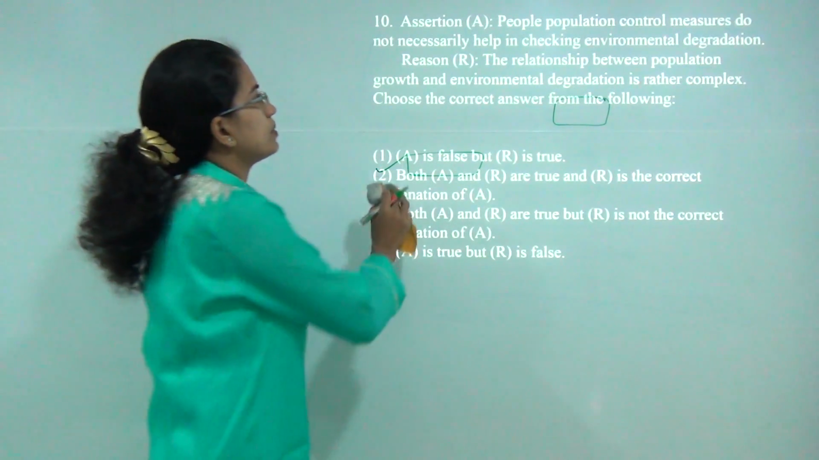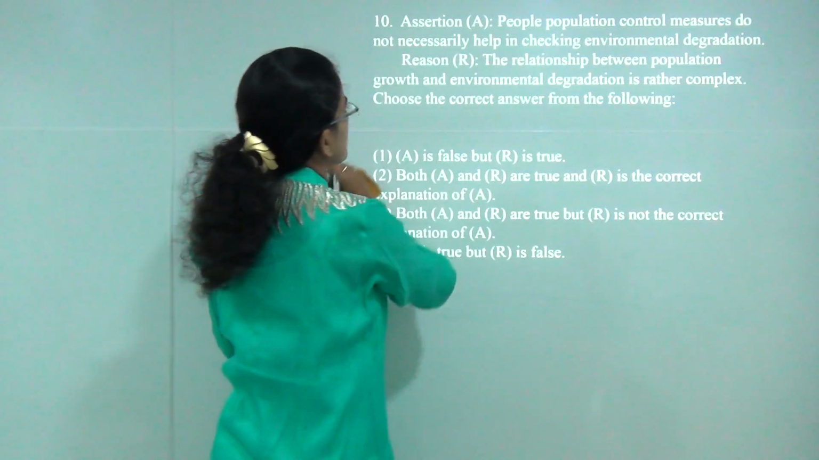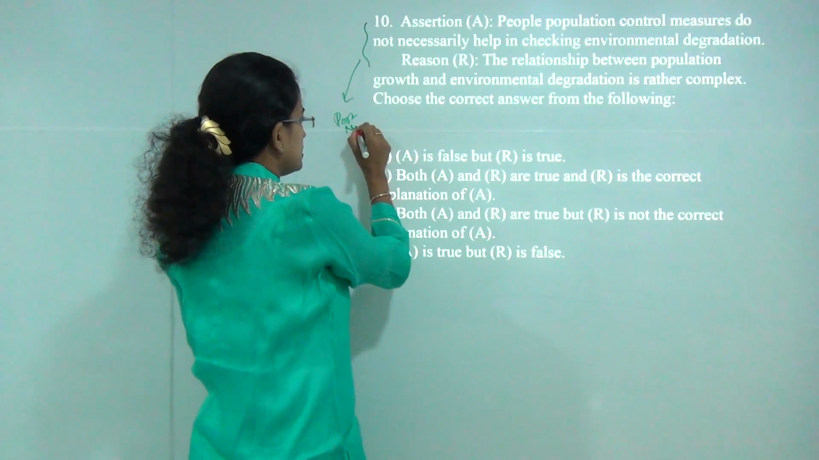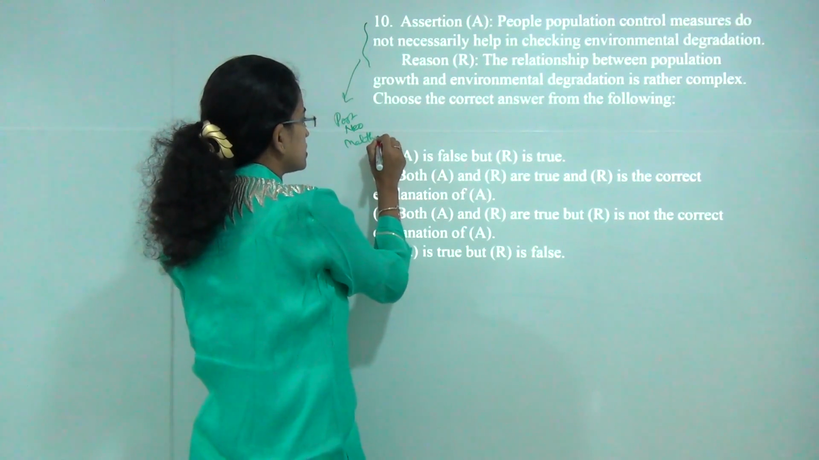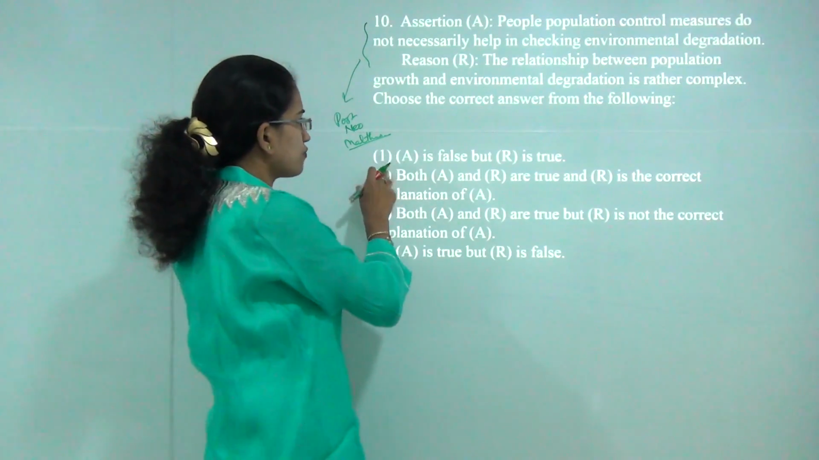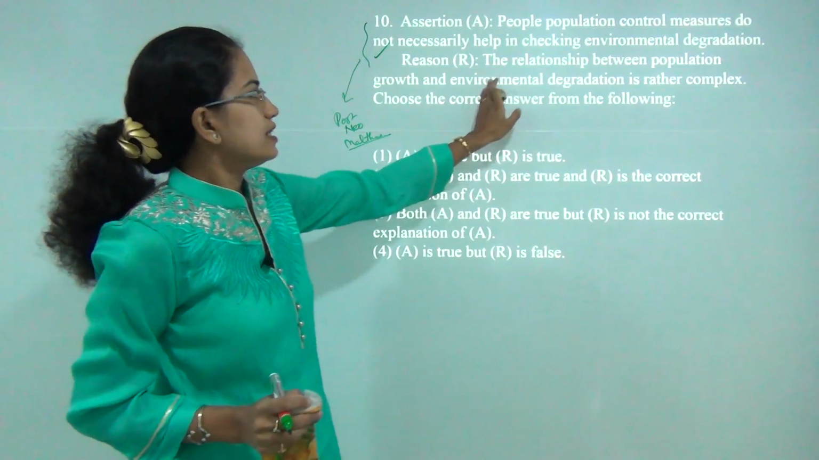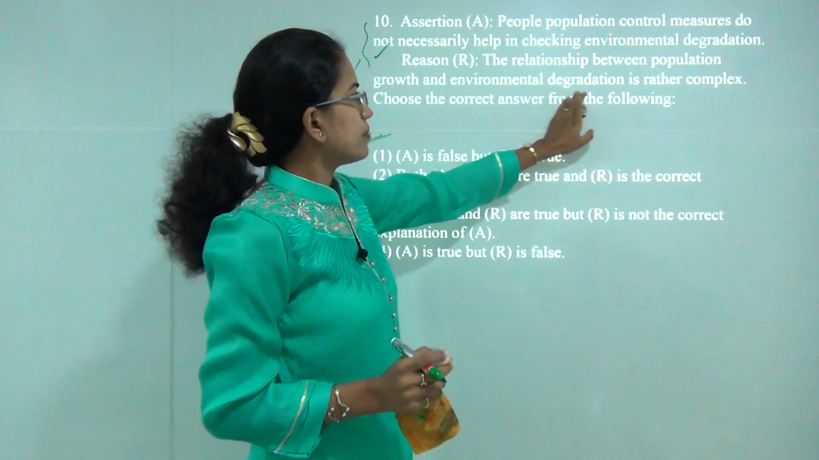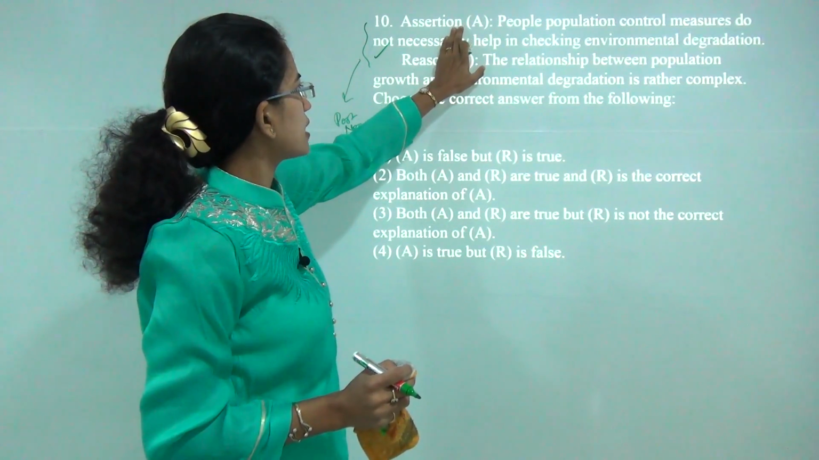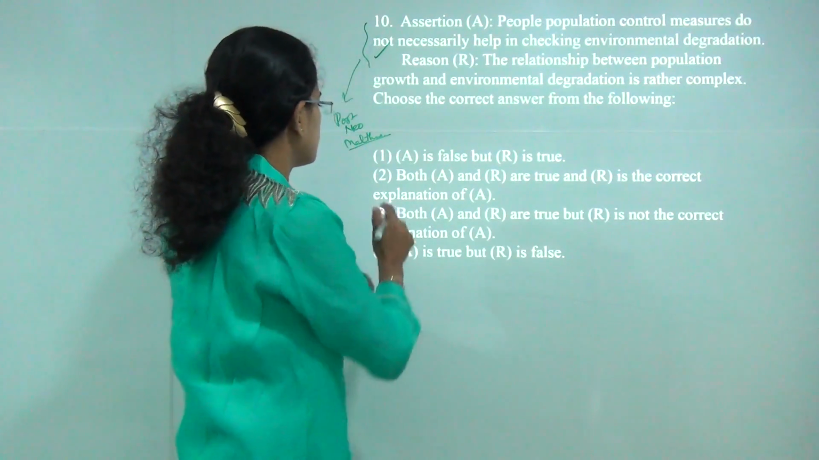The next is, population control measures do not necessarily help in checking environmental degradation. Now this is a concept that was given post Malthus, or we can say these are neo-Malthus theories that were given on population. The Malthus theory we have already covered in one of the lectures previously. If you go through that, you will get a brief idea what we are referring to here. Then the relationship between population growth and environmental degradation is rather complex. That's a correct reason to understand this assertion. So I can say both the assertion and reason are true, and the reason is the correct explanation for the assertion.